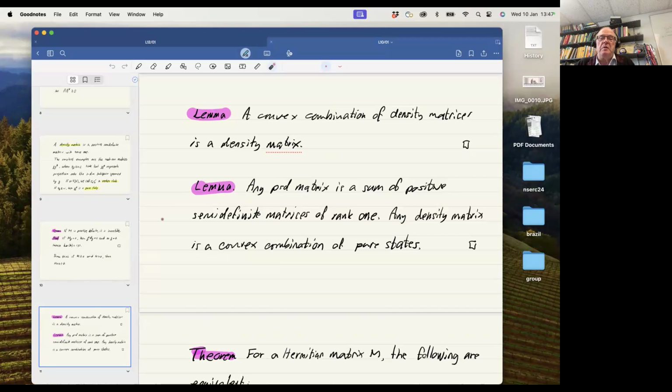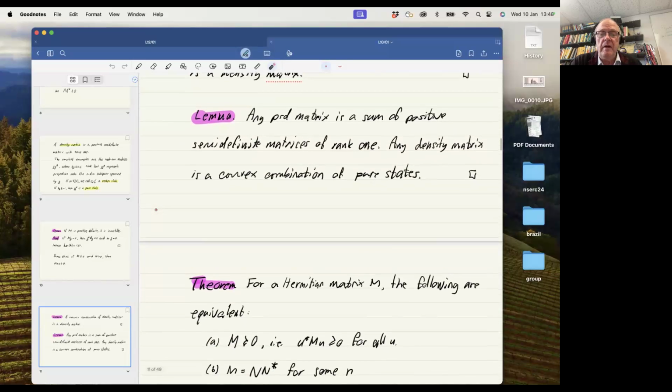On the other hand, it can be useful to say that every density matrix is a combination of pure states, and these results sometimes let you transform questions about positive semi-definite matrices to questions about positive semi-definite matrices of rank 1, and that can make your life easier.